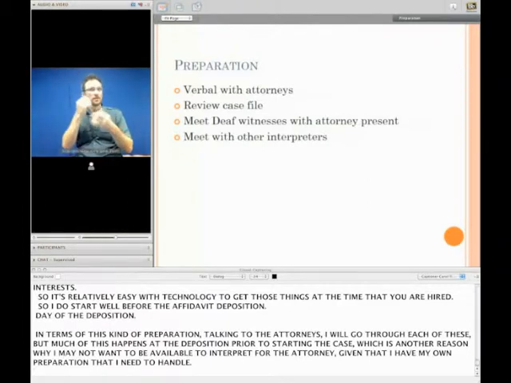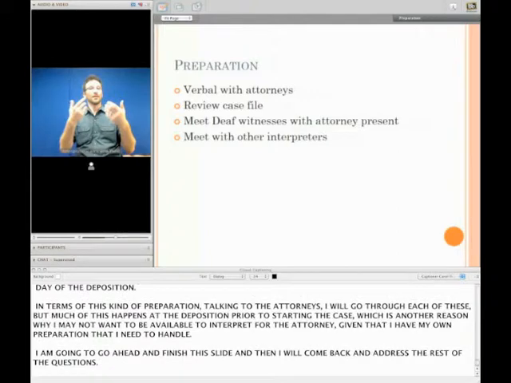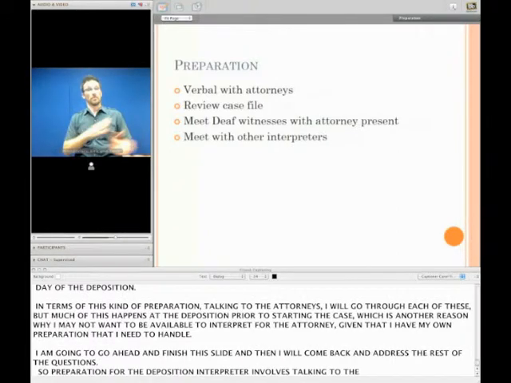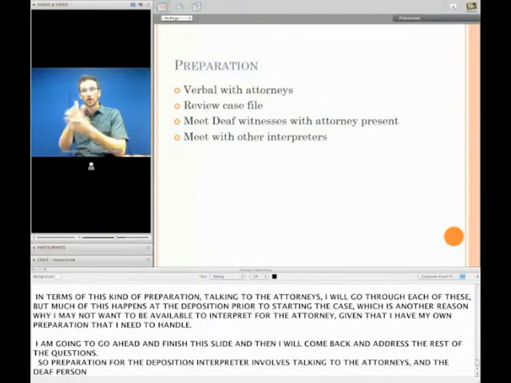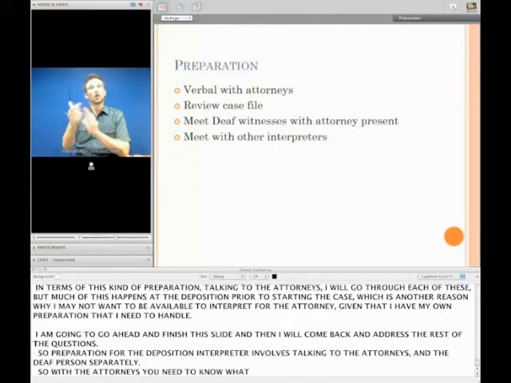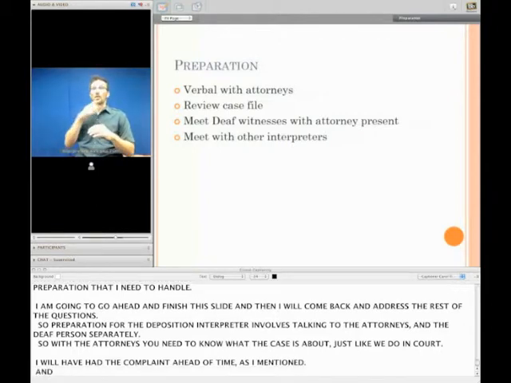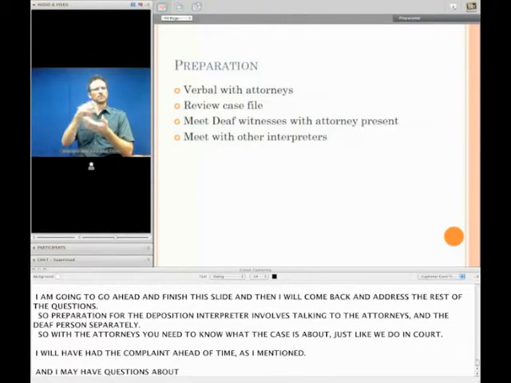Okay. I'm going to go ahead and finish this slide, and then I'll come back and address the rest of the questions. So preparation for the deposition interpreter involves talking to the attorneys and the deaf person separately. So with the attorneys, you need to know what the case is about, just like we do in court. I will have had the complaint ahead of time, as I mentioned, and I may have questions about certain aspects of the complaint or some of the facts that the complaint is describing.